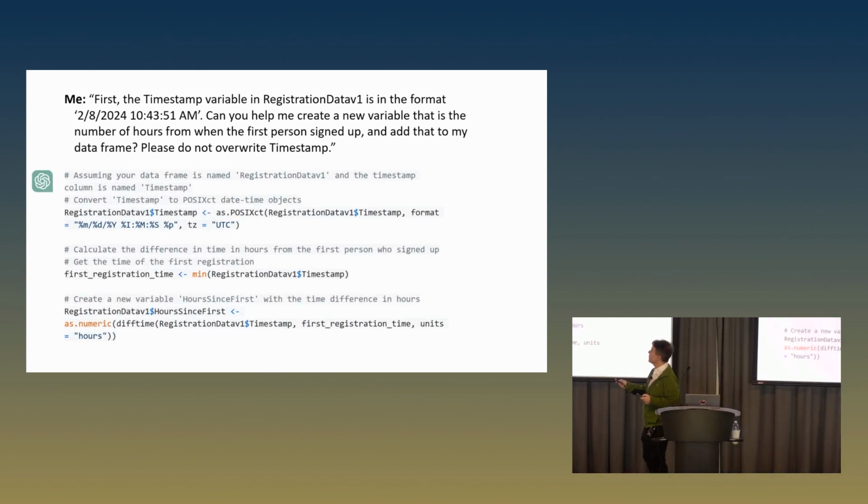It said, assuming your frame is called this, it created a new column called timestamp. I would never have figured this out on my own. Well, never might be a long time, but it would be kind of tough. And it created this whole sequence of code that just generated the number of hours since the first person signed up, where the first person is a 0, and everyone goes after that. And again, this was the first time I asked, and it did it perfectly right away.